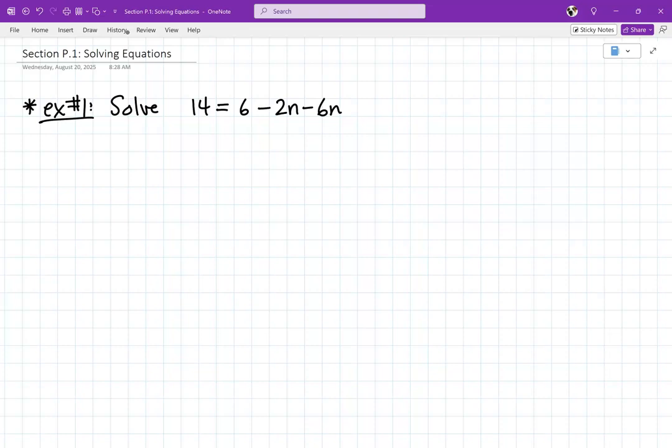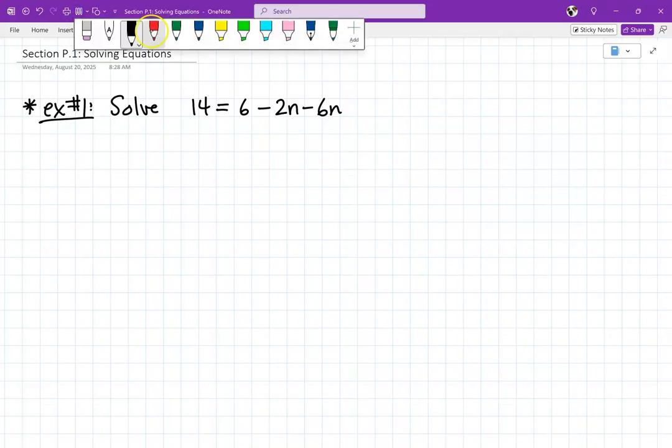So you will notice I tend to use different colors when I do this. Usually if it's in black, that's the original problem, untouched. Then red is the work I do, green is side notes, blue can also be side notes. Okay, so when you see me right now, I'm writing in red, that's the work I would be doing.